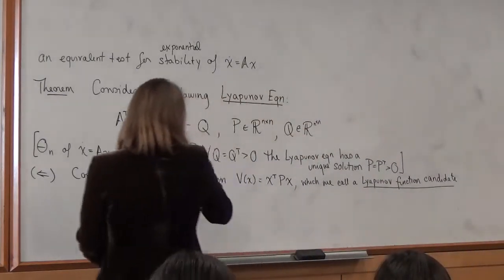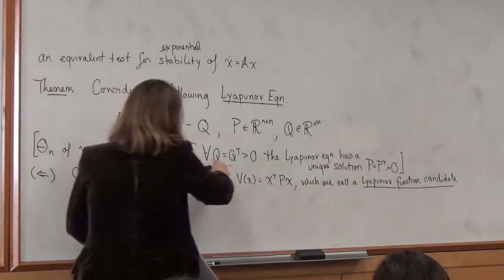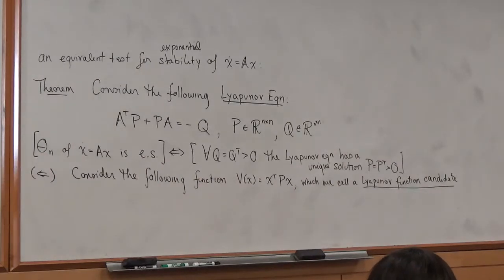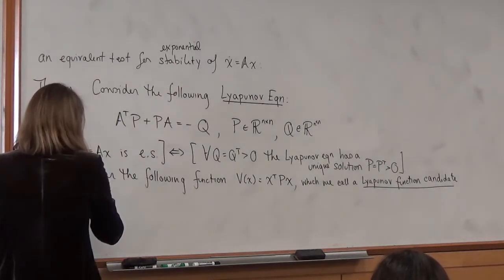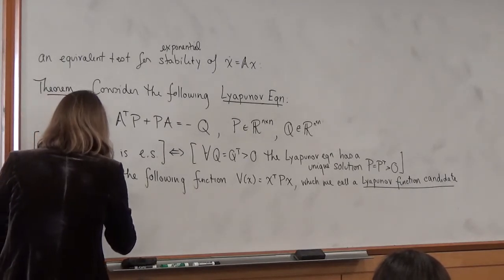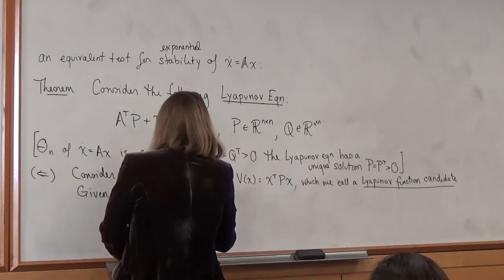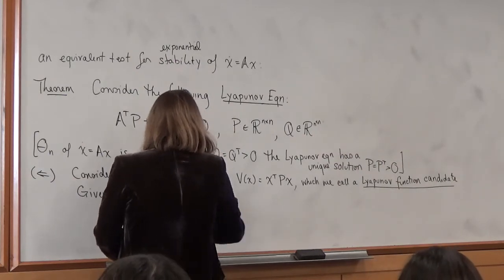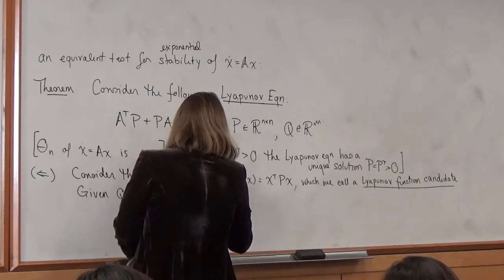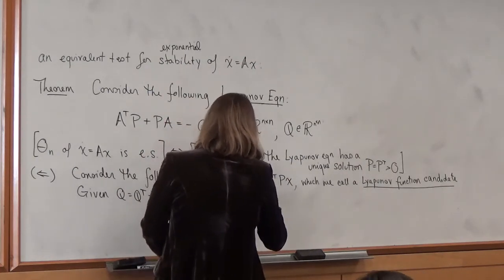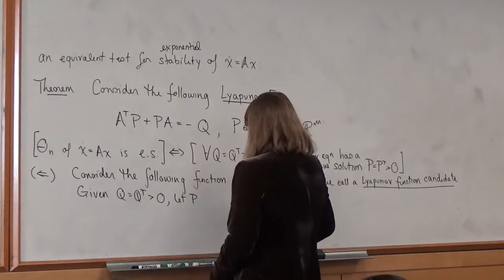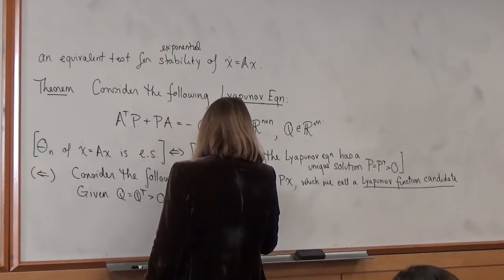Now we're assuming that this is true. So for all positive definite symmetric Q, there exists this solution P. We took that solution P, for some positive definite Q, and we plugged it in to form this function V of x. So we were given that Q, and let's write it out just to be clear, that P here was the solution to the Lyapunov equation.